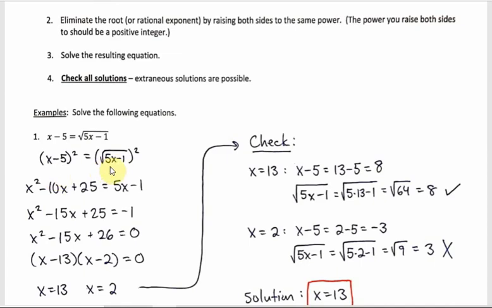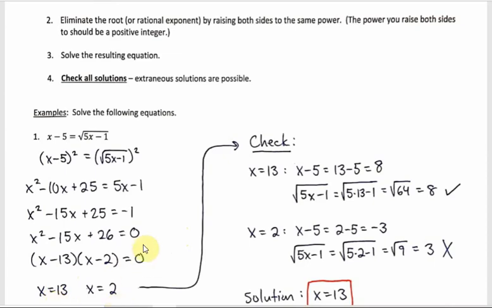If you square both sides, then on the right side, you've got the square root squared, so that's really just 5x minus 1. On the left side, I expanded this out. I squared that binomial, x minus 5, and you get x squared minus 10x plus 25. Then this is a polynomial equation, so I got a 0 on one side. And then I said, oh, look, this factors, because negative 13 times negative 2 is 26, and those numbers add up to negative 15. So this is going to factor, and then we get that x equals 13 and x equals 2.